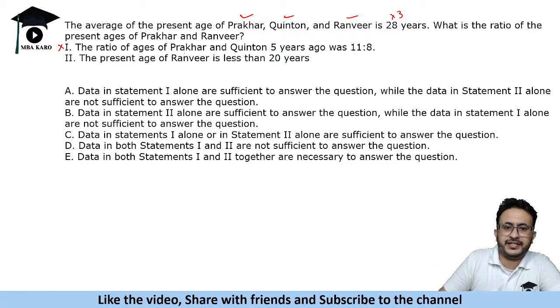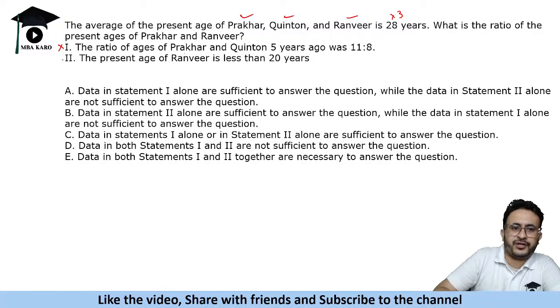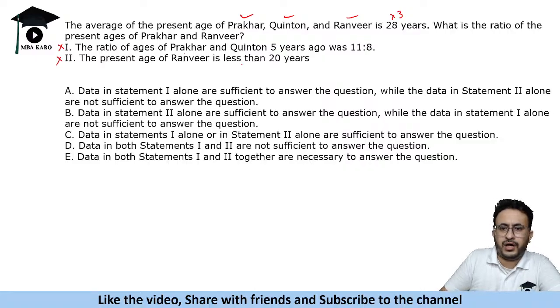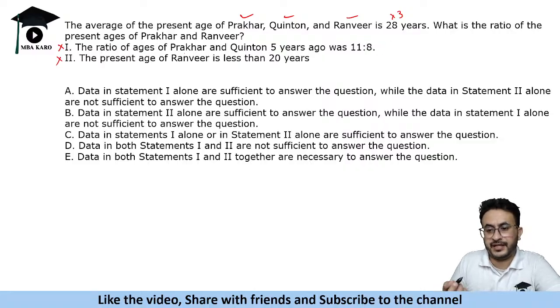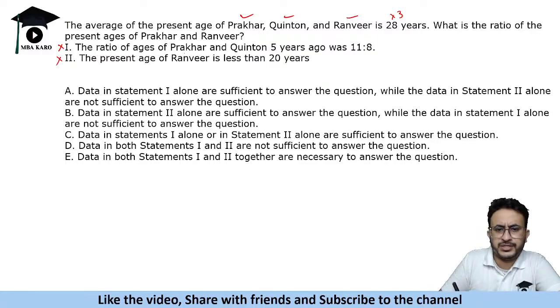It says present age of Ranveer is less than 20 years. Now it can be 18, 19, 17, 15, 13, 12, 10, anything, right? So we cannot answer using this statement. Okay, now how do we know whether we can combine and get a unique answer? So probably we will have to make equations.